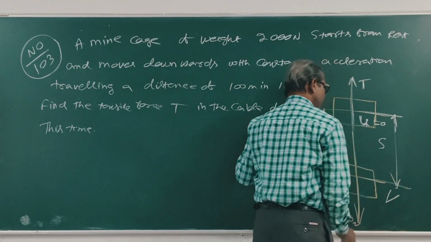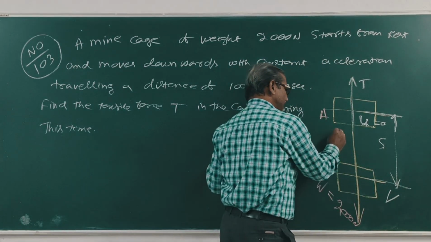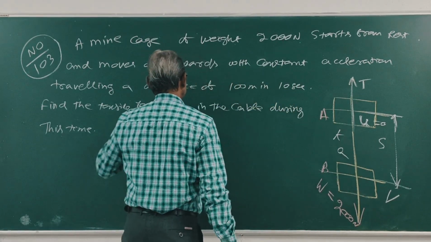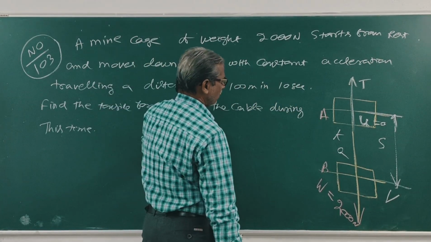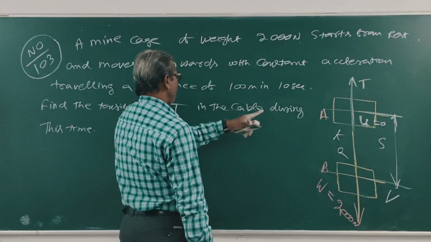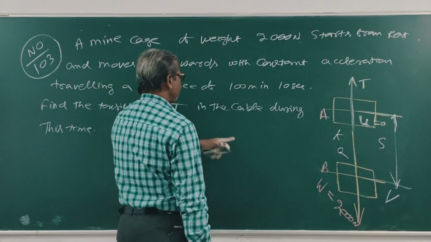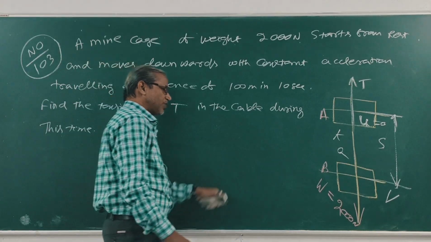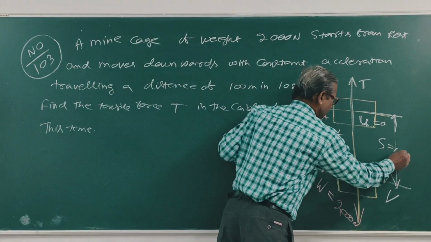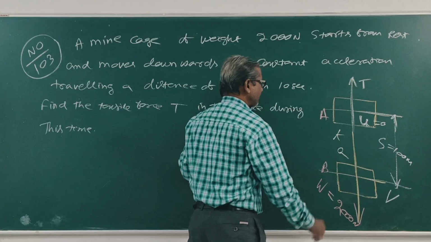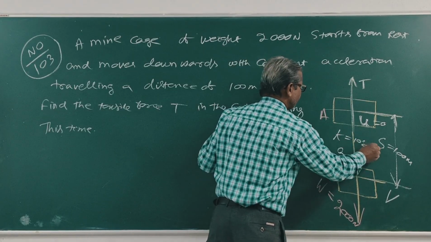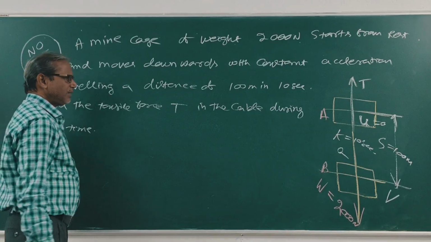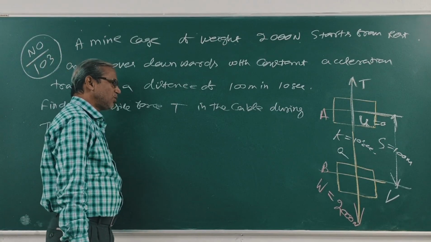Clear? So time taken from A to B is t seconds. Uniform acceleration is a. The mine cage weighs 2000 Newton, starts from rest, U is 0, and moves downwards with constant acceleration. It covers a distance of 100 meters. s is 100 meters in 10 seconds. t is 10 seconds. Find the tensile force T in the cable during its motion.